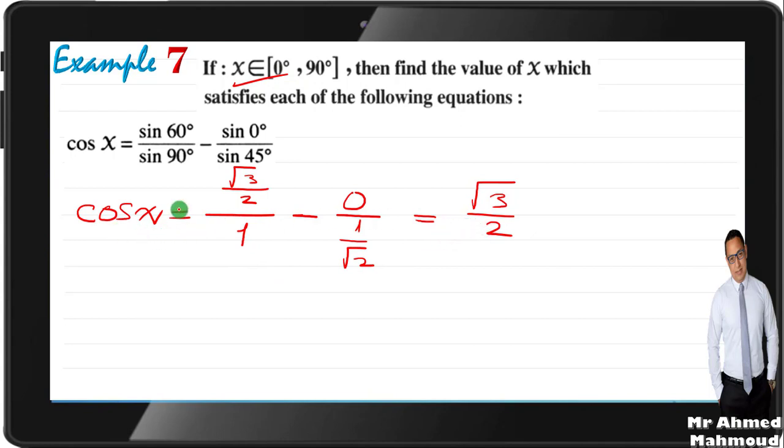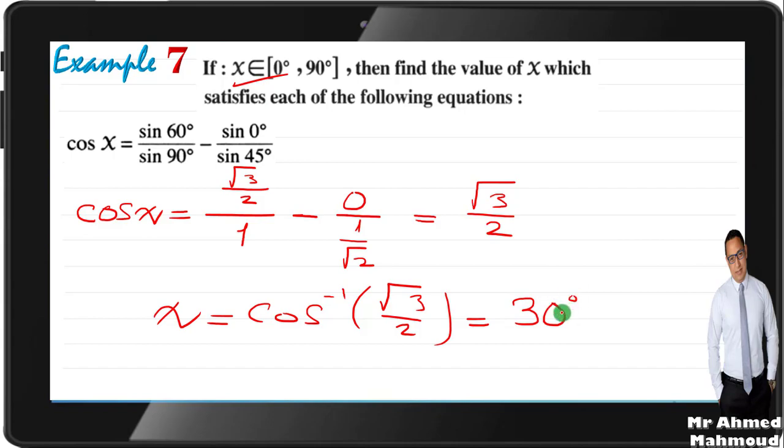How can I get this one? I will use shift cosine of root 3 over 2. Shift cosine x equals shift cosine of root 3 over 2. Or if you remember, cosine 30 equals root 3 over 2. Then x equals 30 degrees.